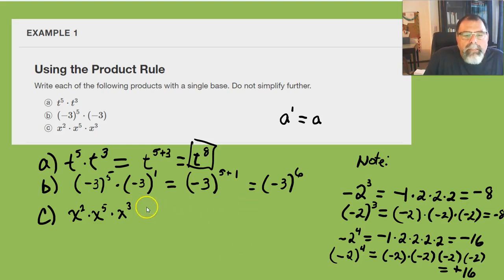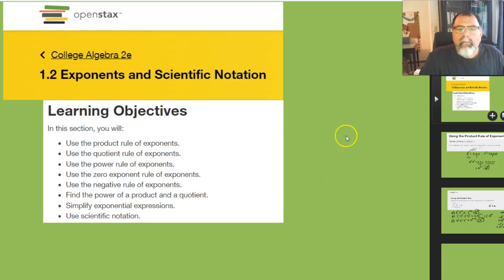We're going to extend the product rule, and as long as you're multiplying and they all have the same base, you just add the exponents. So 2 plus 5 plus 3 will get us 10. Okay, and then that'll be our final answer for that. All right, on to the next learning objective.